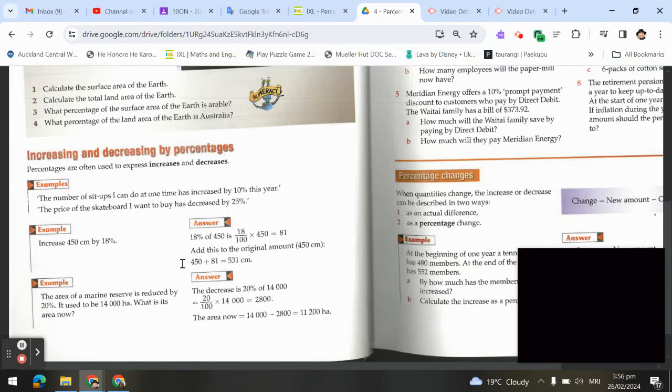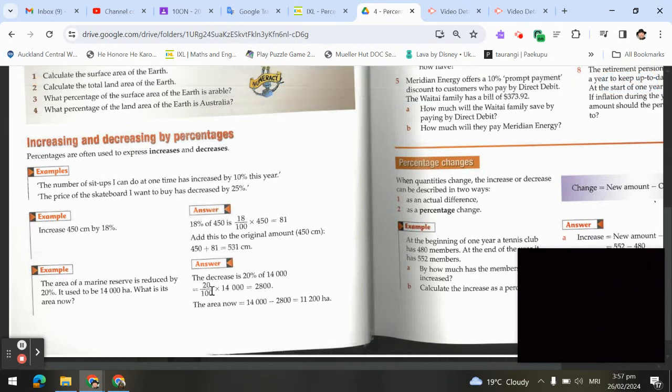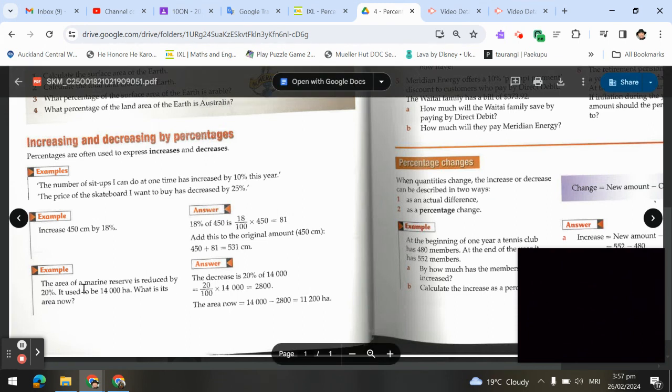Let's look at an example of a decrease. The area of a marine reserve is reduced by 20%. It used to be 14,000 hectares. What is it now? If we're decreasing by 20%, we want to find 20% of the original amount and then subtract it. Going back to the last video, finding 20%, 20 over 100, "of" means to multiply. 20% of 14,000 is 2,800. We subtract that from the original amount. 11,200 hectares is a reduction of 20% from 14,000.